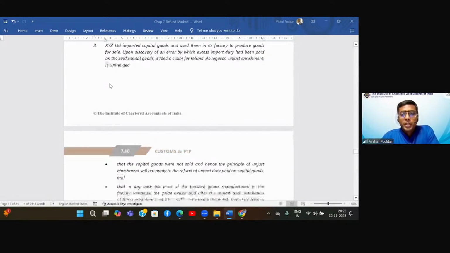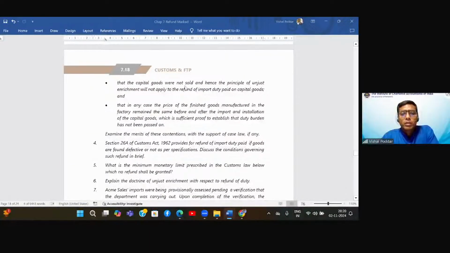So as regards unjust enrichment, it contended that capital goods were not sold. So this is obviously your contention, that see, I have not passed on the duty incidence because the main goods which I imported, that is the capital goods, I have not sold, and hence the principle of unjust enrichment will not apply. If you remember, we have a list of in what cases refund will be allowed and it will not be transferred to consumer welfare fund, in which one of the cases is where it is personally consumed. So indirectly, the factory or the manufacturer is claiming that, since I have purchased the capital goods, obviously I'm not selling the capital goods, it means it has been consumed by me. Second, and that in any case, the price of the finished goods manufactured in the factory remained the same. Oh, this is great. Before and after importation and installation of the capital goods.